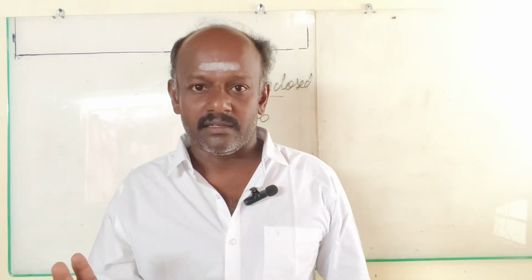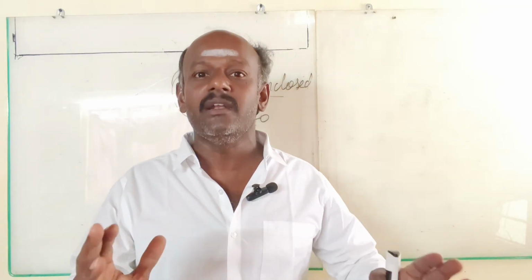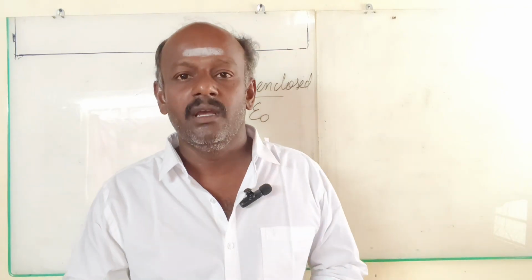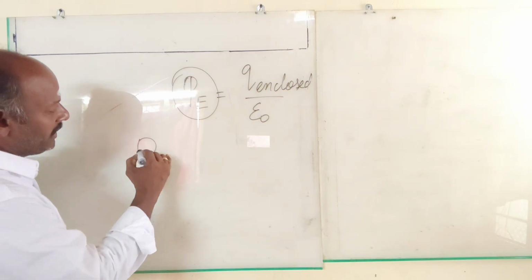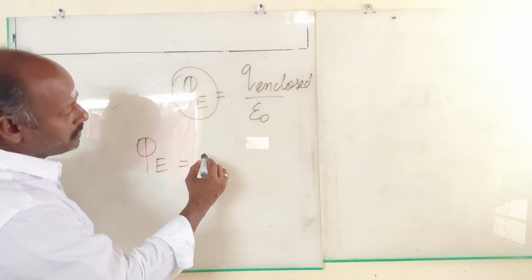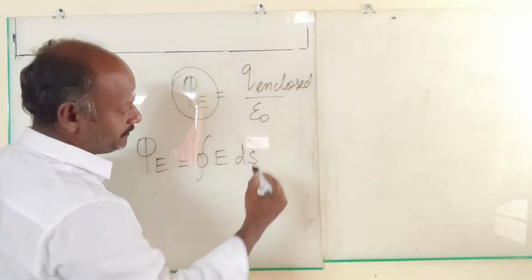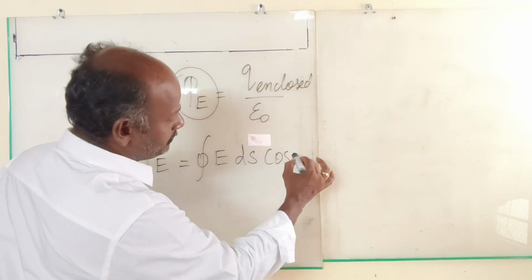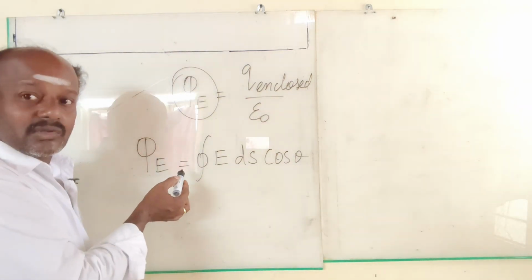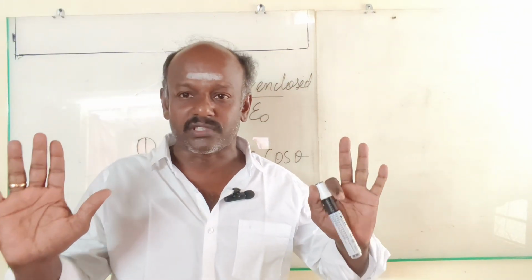Similarly, here the flux is used to measure the strength of the electric field at a particular place. For that, there is a formula: phi E is equal to closed integral of E ds cos theta. What is closed integral? This flux can be measured in a closed surface only.